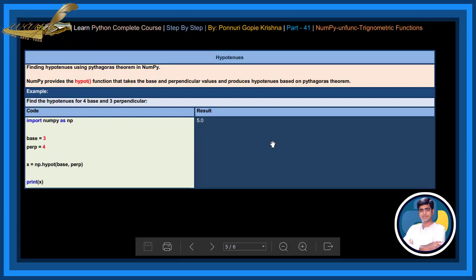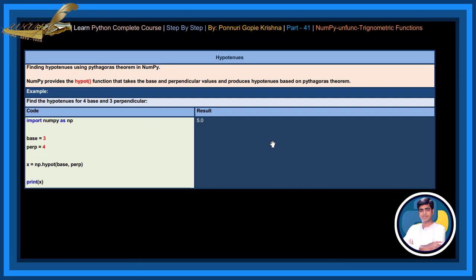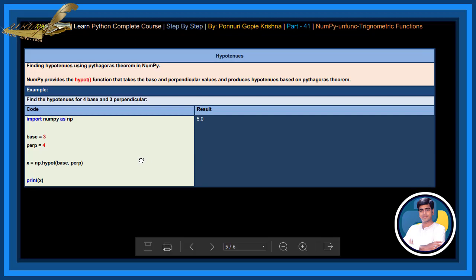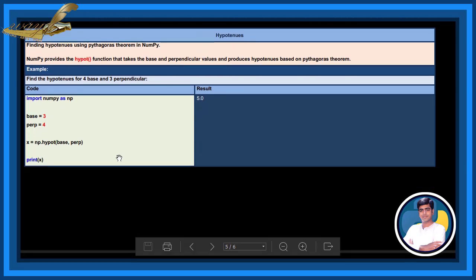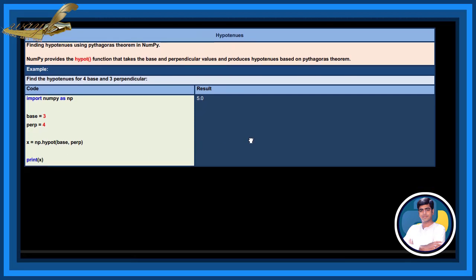Hypotenuse. Finding hypotenuse using Pythagoras theorem in NumPy. NumPy provides the hypot function that takes the base and perpendicular values and produces the hypotenuse based on Pythagoras theorem. See the example: find the hypotenuse for 4 base and 3 perpendicular. See, base 3, base 4. By using this code, the result is 5.0.